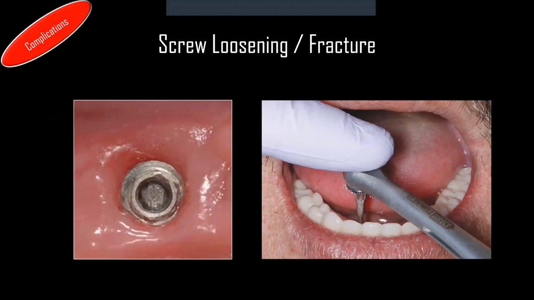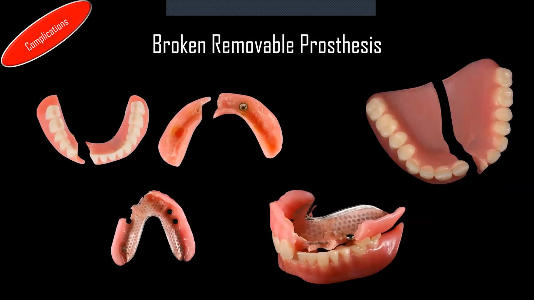Screw loosening and fracture. The screw is going to be one of the weak links within the prosthesis. If we have a patient that just doesn't have that much space and puts excess force, we're going to have much more incidence of screw loosening, or worse yet, fracture. And then you're going to have to retrieve these small prosthetic screws.